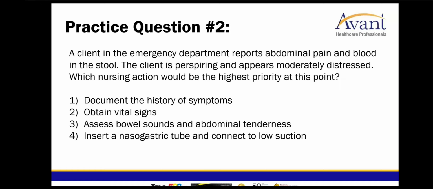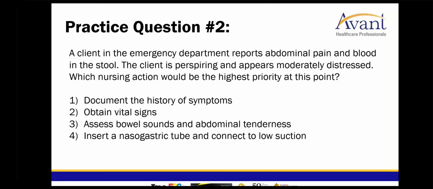Since the assessment is not completed in the question, we're looking for an assessment in the answer choices. So let's take a look. Document the history of symptoms. Does that sound like an assessment answer? No. How about 2, obtain vital signs? That seems pretty logical, right? That is an assessment to assess vital signs. How about 3? Pretty straightforward, right? Assess bowel sounds and abdominal tenderness. We can keep that one too. And how about insert a nasogastric tube and connect to low suction? That's an intervention. That leaves us 2 and 3 as our choices.